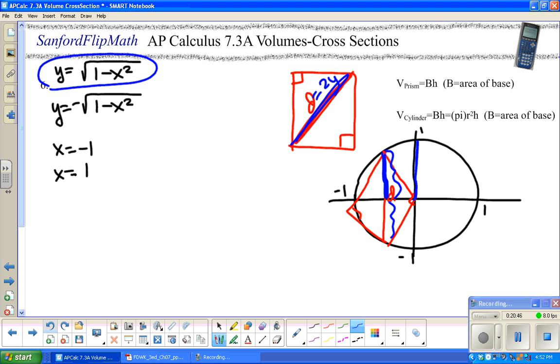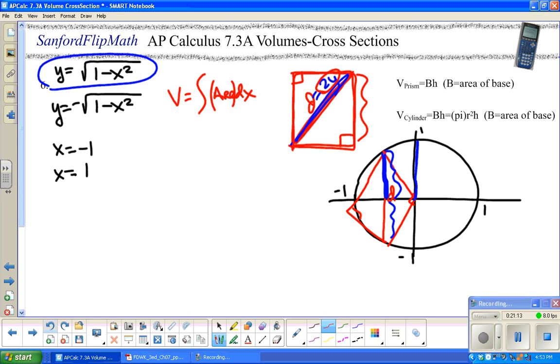Because ultimately, if I want to find the volume, remember the volume is going to equal adding up all of the areas times dx. Okay, so all of the areas times dx. That's what we're going to do, is add all that up. Okay, so I need the area of this square. Well, that's great if I know the side length of the square, but I don't.